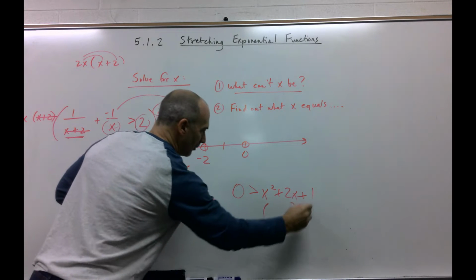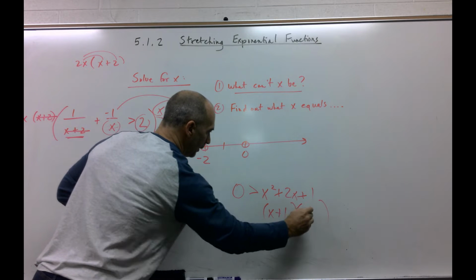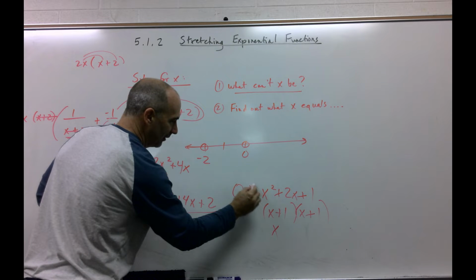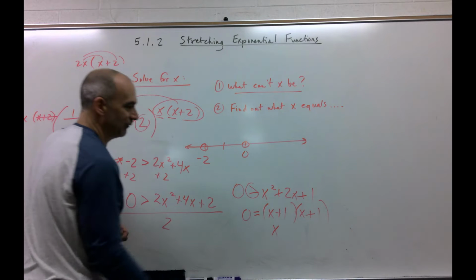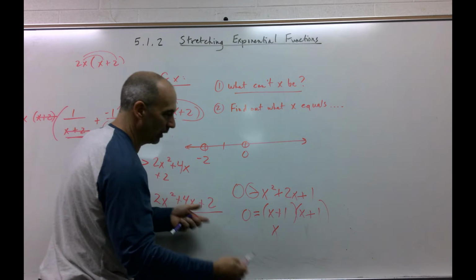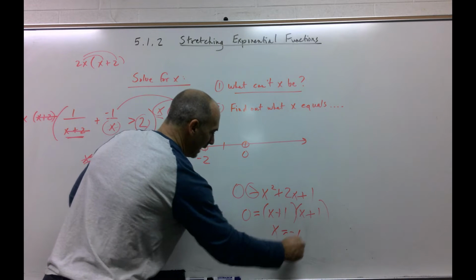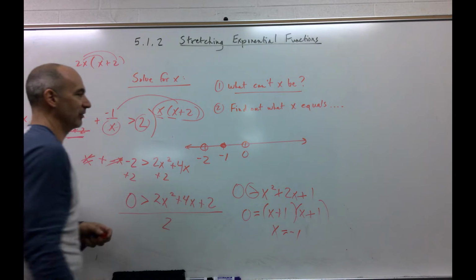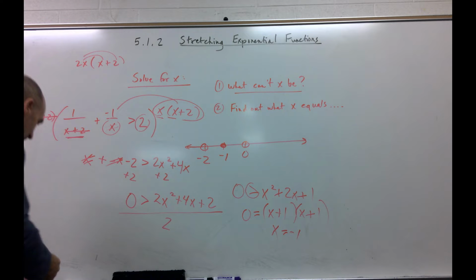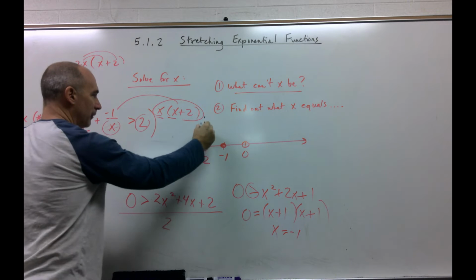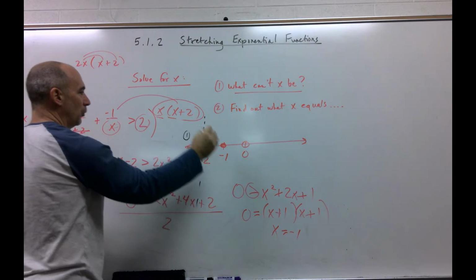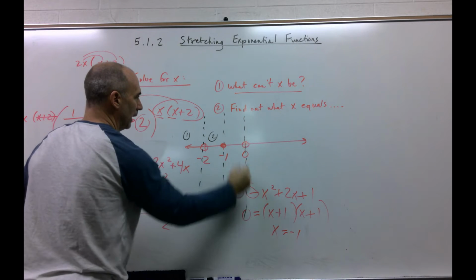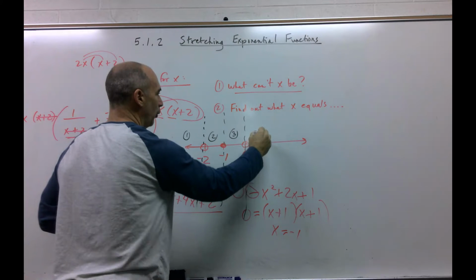I can factor that. X plus 1, x plus 1. And I say, hey, x, now I'm going to think of this as equals. So I want to find out what x is. Like, where are my zeros? And that would be negative 1. So I know right here, that is my 0. What that means is, we have area number 1, area number 2, area number 3, and 4 to investigate.